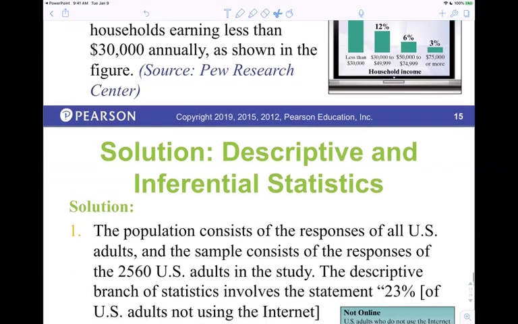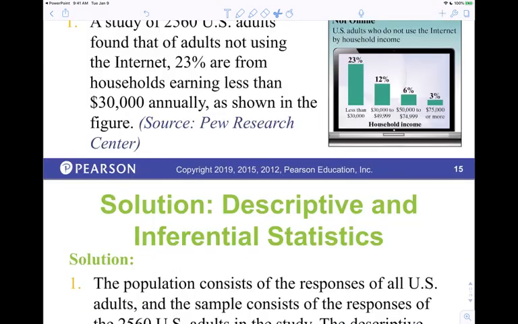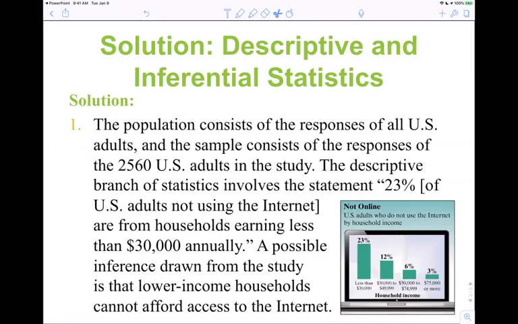So the population, okay. So it says, the population consists of all U.S. adults. The sample consists of the responses of the 2560 U.S. adults in the study. The descriptive branch involves the 23% of the U.S. adults not using the internet from the 30,000. A possible inference drawn from the study is that lower income houses more than likely can't afford the internet, which matches our inference. We said that the more money you make, the more likely you are to be on the internet, which makes sense, right?